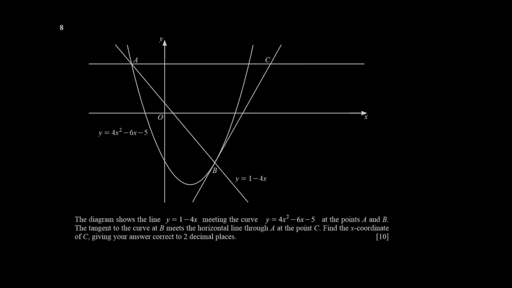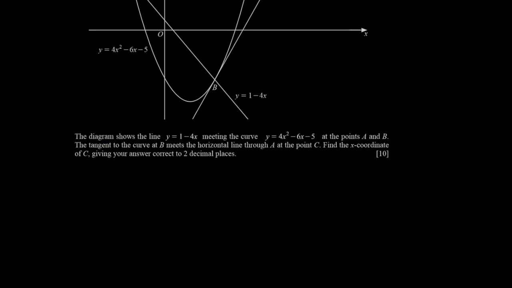Okay, well, in order to find the coordinate C, we're going to need to know the equation of that tangent line and that straight line there. And in order to do that, the first thing we need to do is find the coordinates of A and B, which are the intersection of the line and the curve. So we're going to start by solving some simultaneous equations.